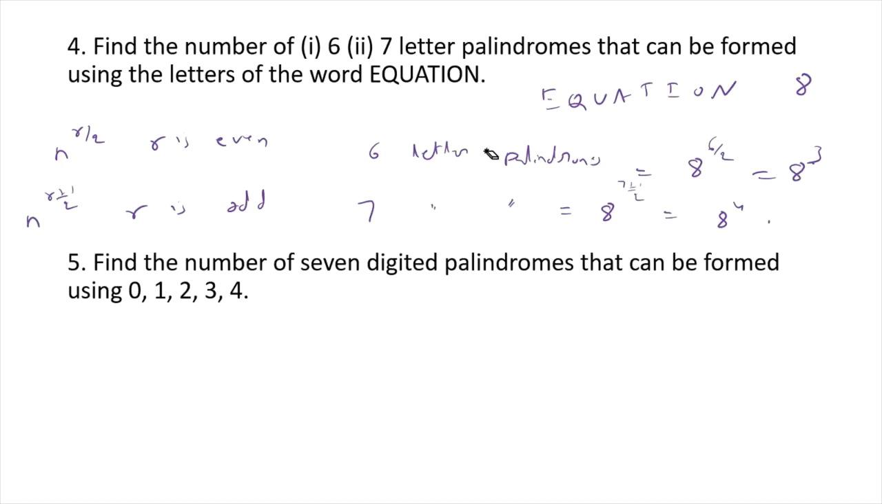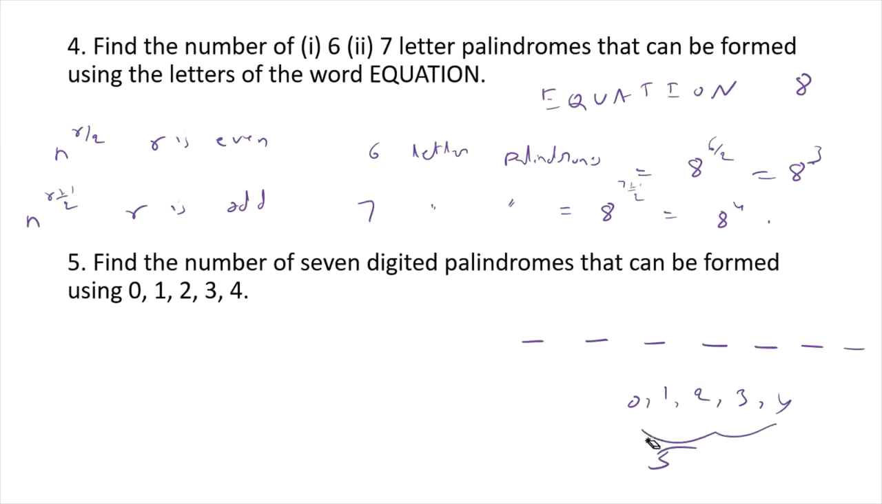The next problem is like this. Find the number of 7-digit numbers that can be formed using the digits 0, 1, 2, 3, 4. So we have to find 7-digit numbers that can be formed using the digits 0, 1, 2, 3, 4. So we have to fill these 7 blanks: 1, 2, 3, 4, 5, 6, 7. We have to fill these 7 blanks using 0, 1, 2, 3, 4. So we have 5 numbers. I can fill the first blank using any of these things. I can fill the second blank using any of these things. Similarly, I can fill the 7th place with any of these things.